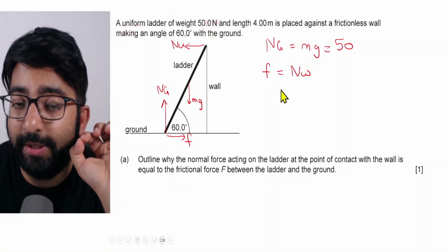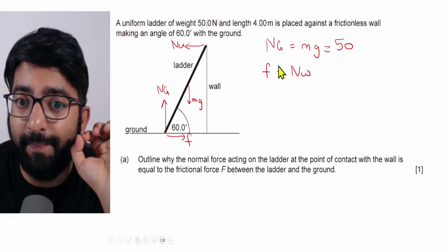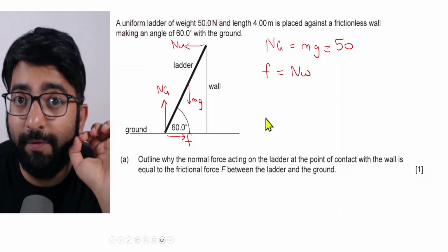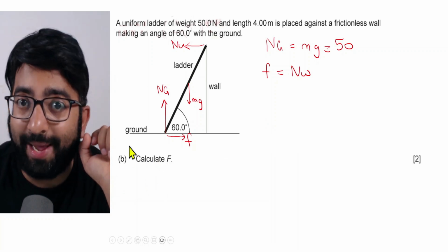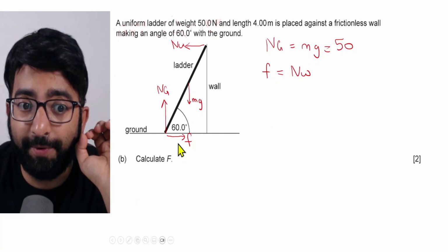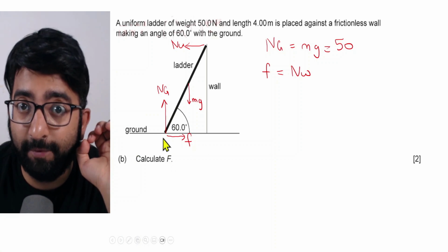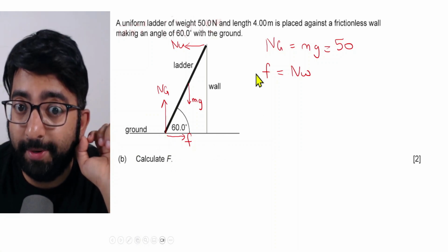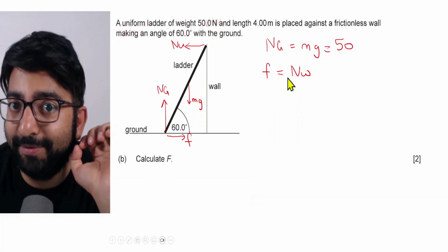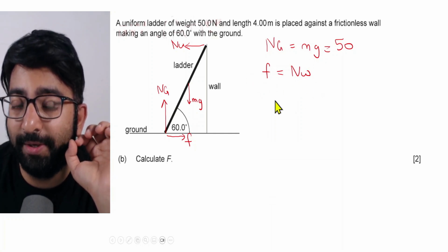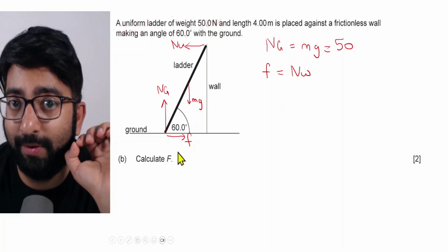So using the equation of linear equilibrium, we have established friction is equal to Nw, which was what we wanted to prove in part A. In part B, we need to calculate F. F is the force of friction acting on the ladder in the leftmost end. And we have already deduced that the friction value is equal to Nw. But we don't have the value of Nw. So this equation is not going to help us get the value of F.